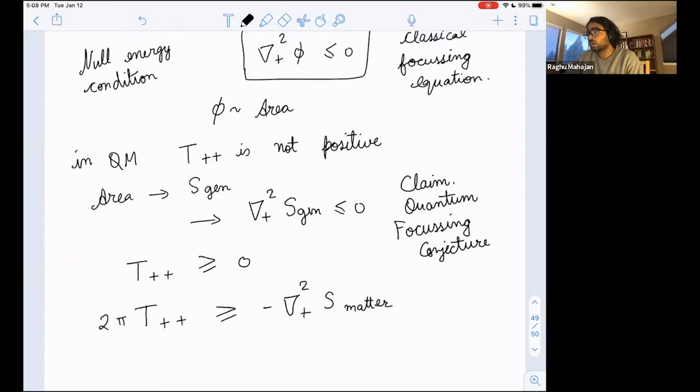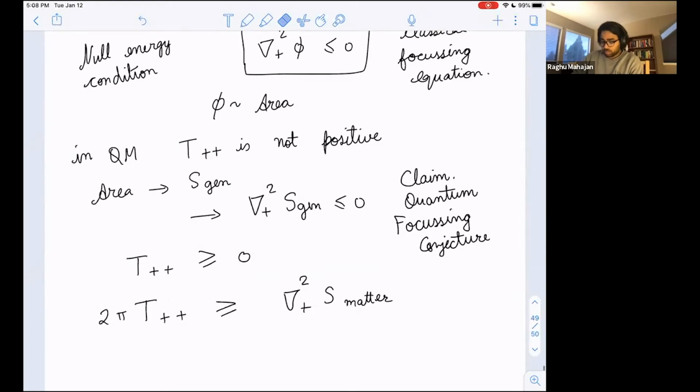Or actually just the no minus sign here, just this thing. Okay, so this is also a conjecture. Notice that this equation is purely a field theory conjecture. It says that in quantum mechanics, even though T++ may not be positive, it cannot be arbitrarily negative. So this quantity can be negative, but it does put a lower bound on the energy.